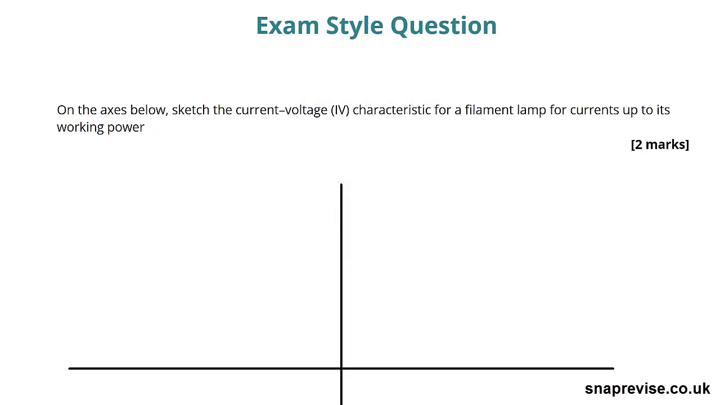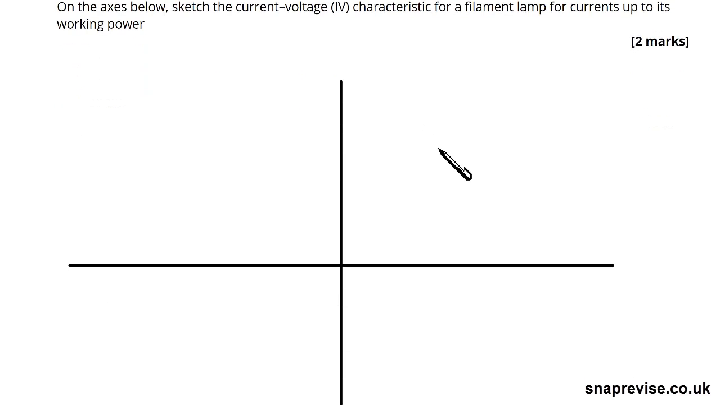So in this exam style question, they ask us to, on the axis below, sketch the current voltage characteristic for a filament lamp for current up to its working power. Now we saw this graph earlier, but I really want us to just reproduce this right now in this exam style question. The very first thing we need to do is talk about what's going to be on the axes. So they say a current voltage graph.